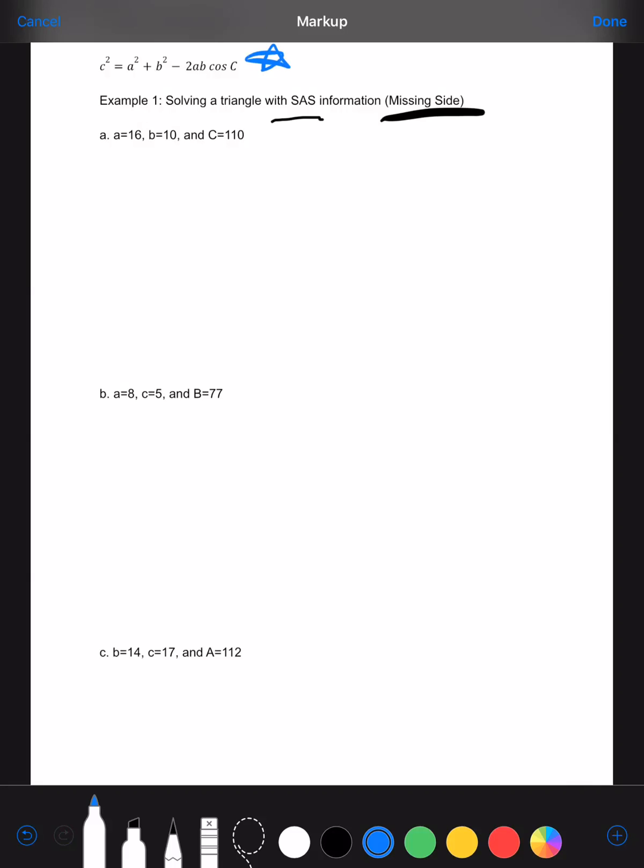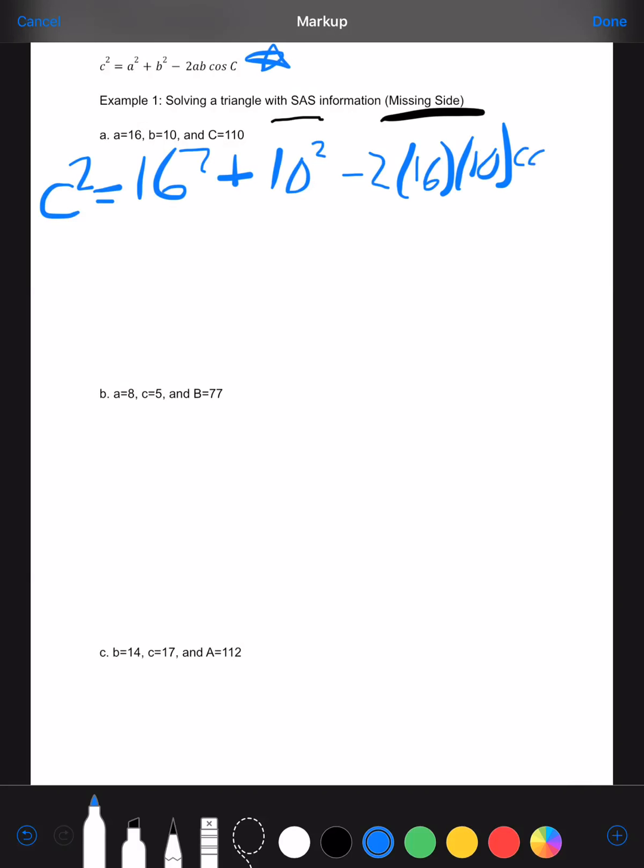So we're going to plug our numbers for example A into the equation. We're looking for c squared, so we're just going to leave c squared. And then we're going to plug in 16 squared plus 10 squared minus 2 times 16 times 10 times cosine, and then whatever our angle is, which is 110. Which, by the way, I meant to mention, whenever you have lowercase letters, that stands for a side. Whenever you have uppercase letters, that stands for an angle. So we're searching for a missing side, and we plugged in two sides and an angle.